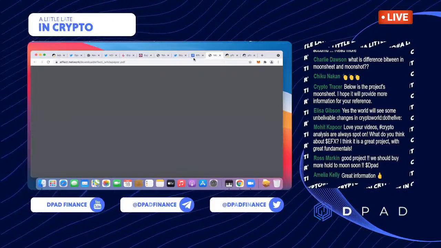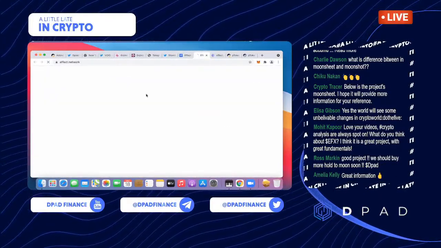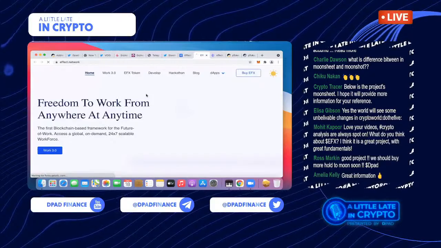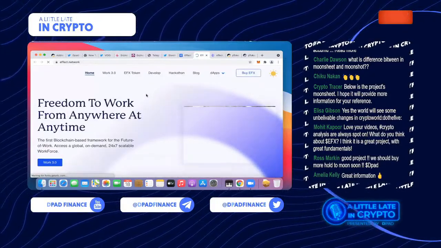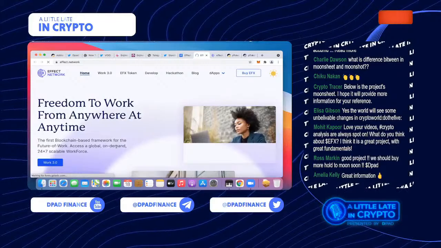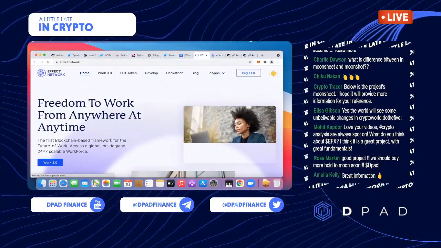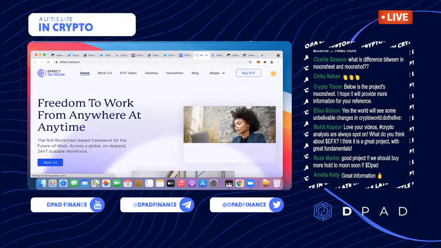As for any project, we will go first into their website and the white paper. So I'm just opening the website. Let me see. Freedom to work from anywhere at any time. The first blockchain based framework for the future of work. Access a global on demand 24/7 scalable workforce.